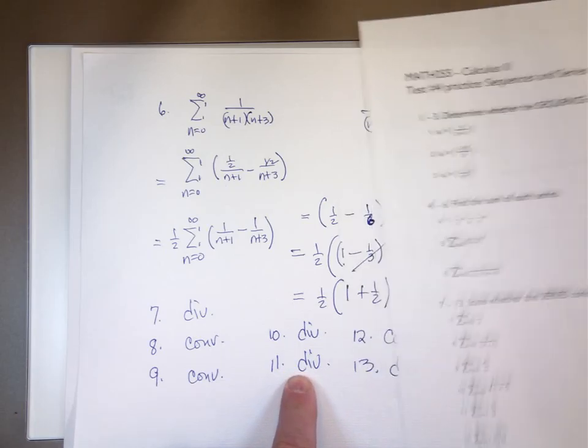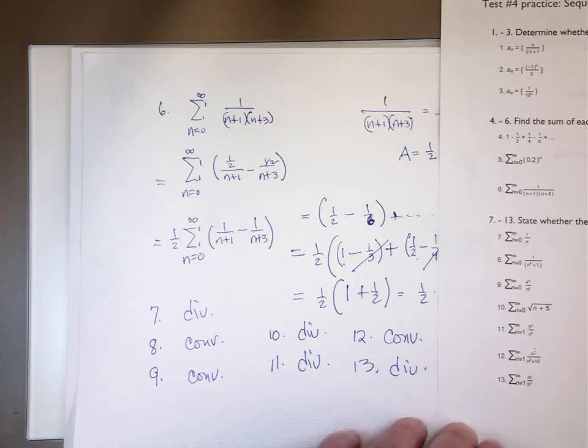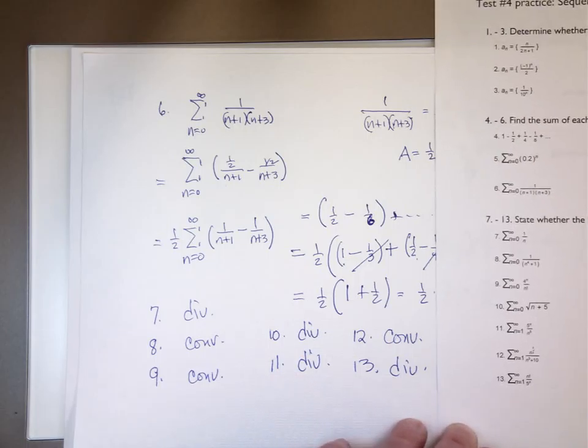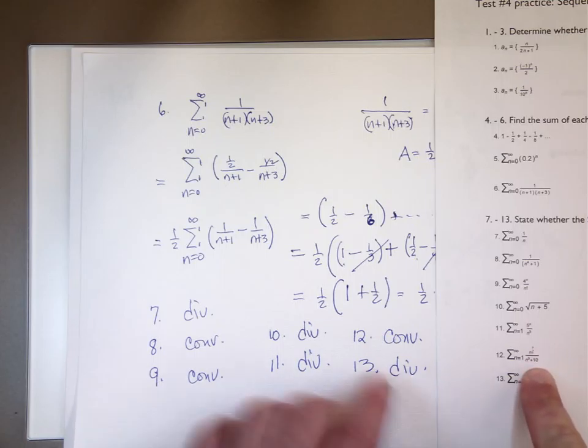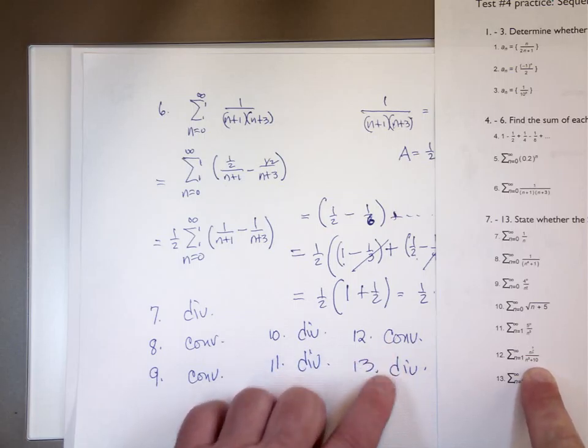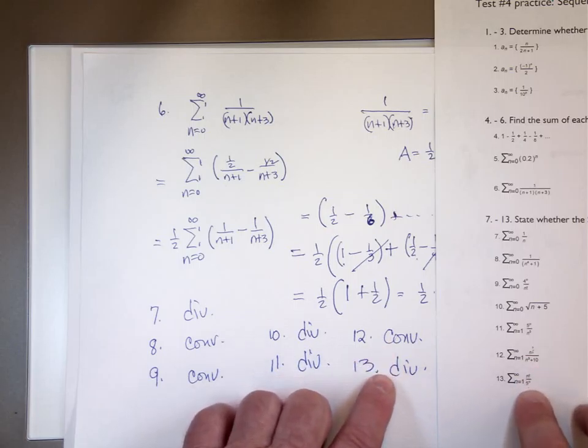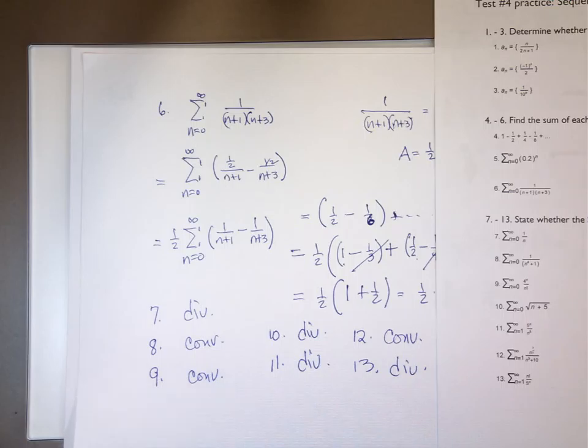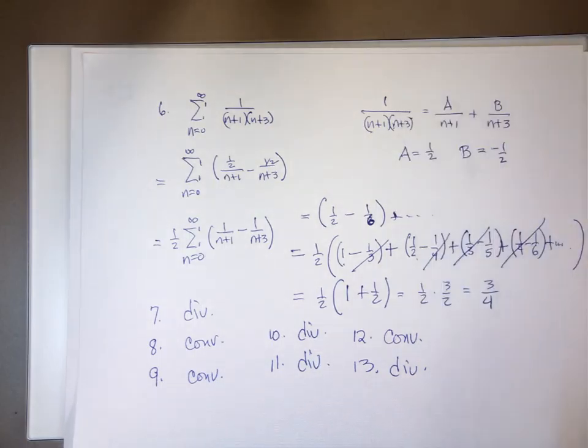Number 12, we have n to the 3 halves, or n cubed plus 10. The difference in degrees is 3 halves. Good enough to cause the series to converge, as long as the difference in degrees is greater than 1. This series, we have factorials over exponential forms. Factorials increase faster than exponential forms. Therefore, the terms are not going to go to 0. Okay, and that series will diverge.